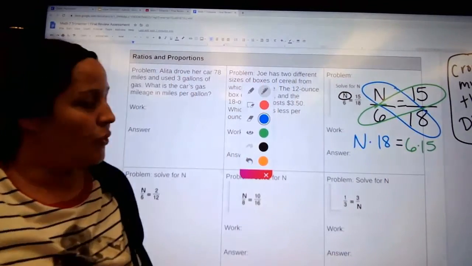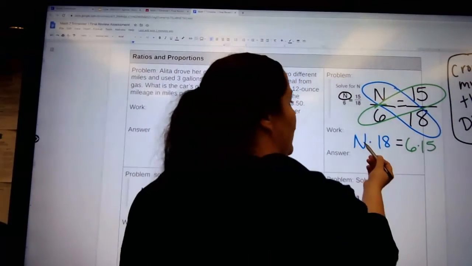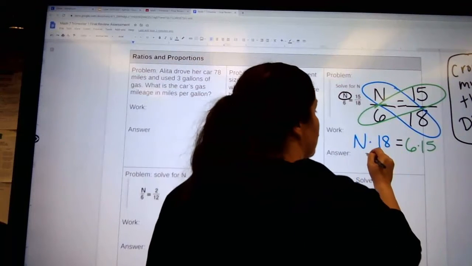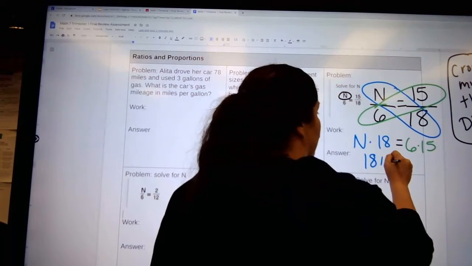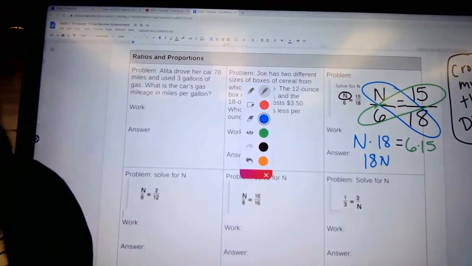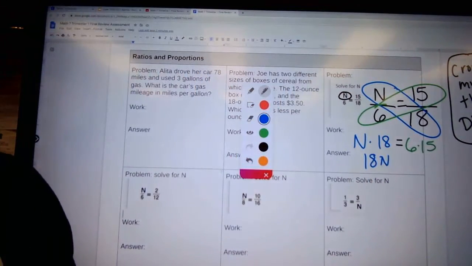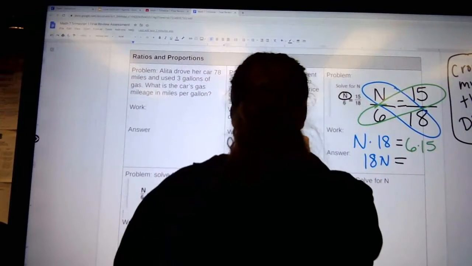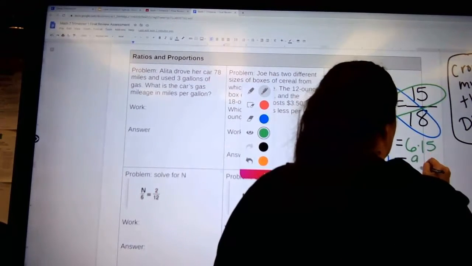Okay? So we'll simplify each side. When you are multiplying n, a number, it's just some number we don't know, times 18, you can just write it 18n without the multiply. When you have something like 18n, we know that that means 18 times n. Equals, and we know 6 times 15 is 90.